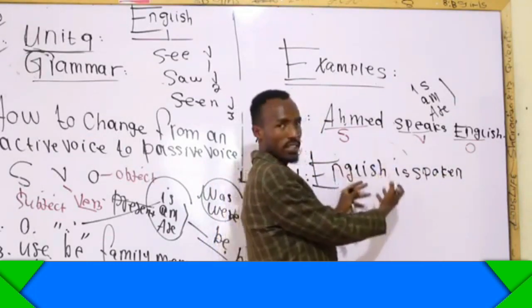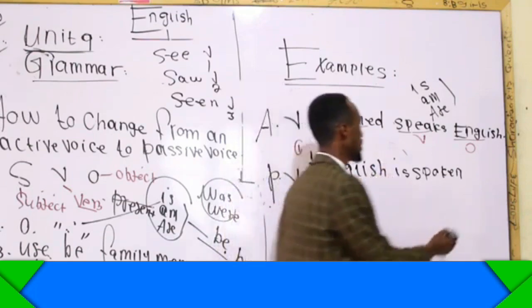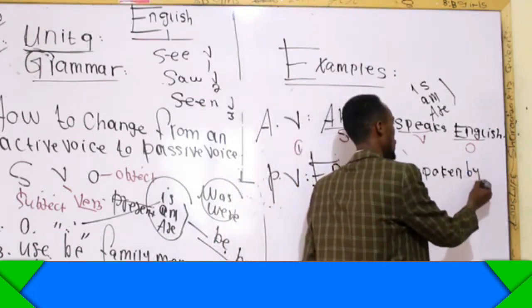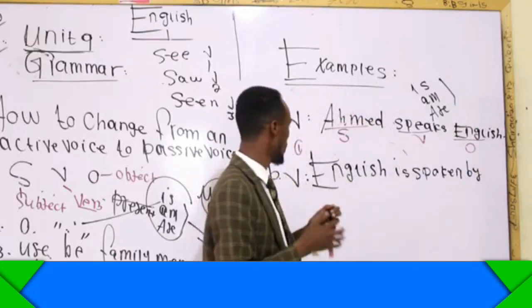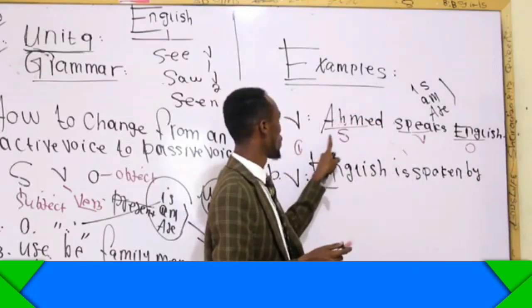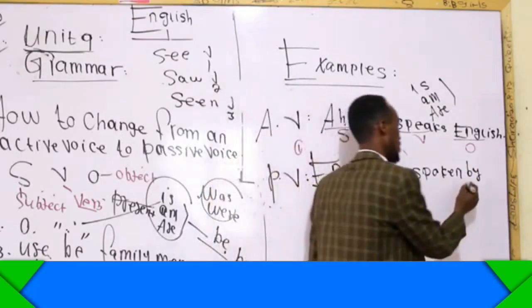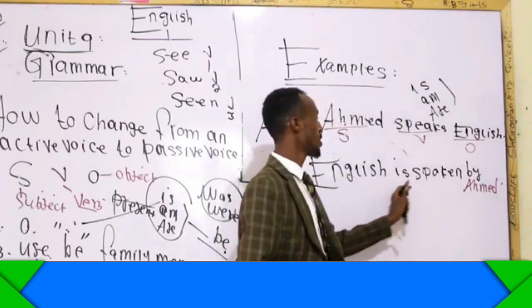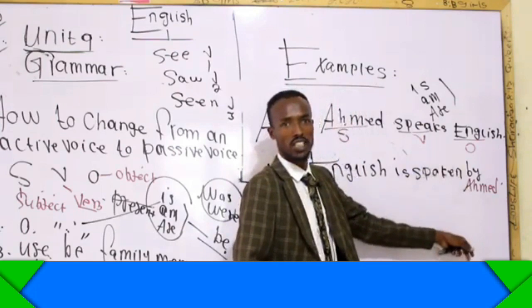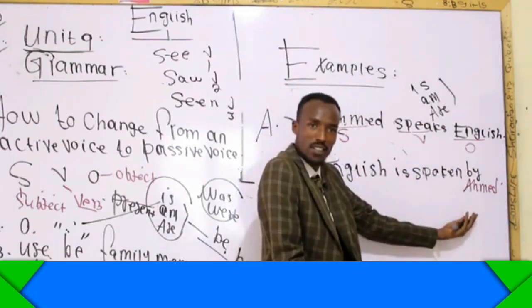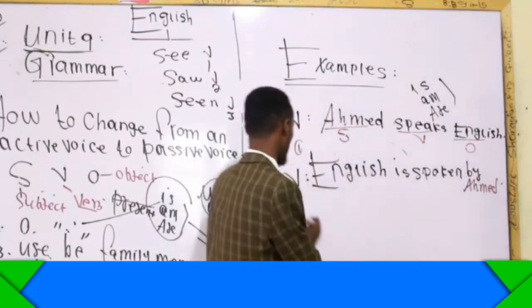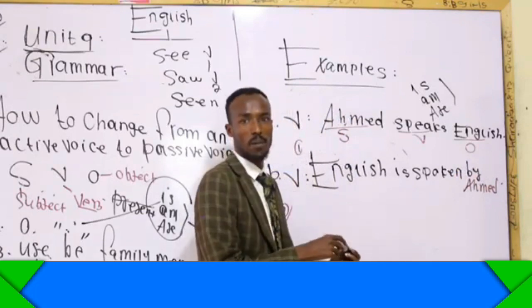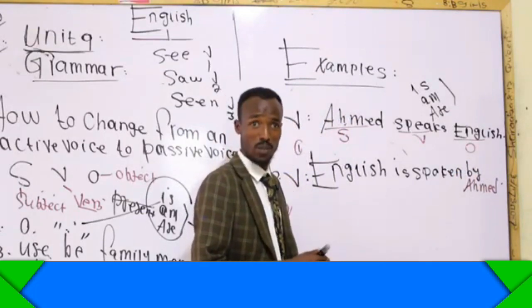You can leave it like this, and also you can add the word "by" and write the word Ahmed. It's a noun, so don't change it. "English is spoken by Ahmed." You can leave it like this, or with "by Ahmed."